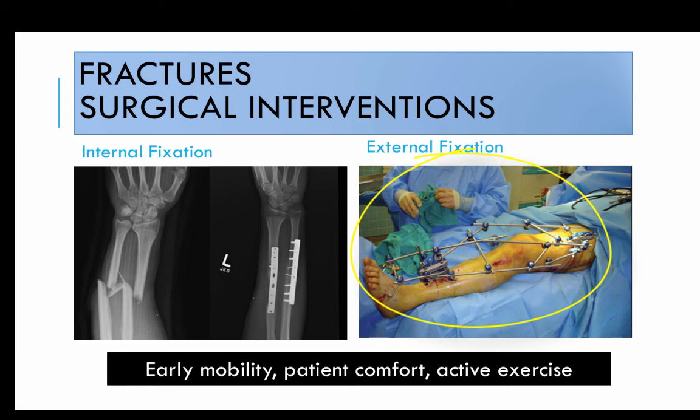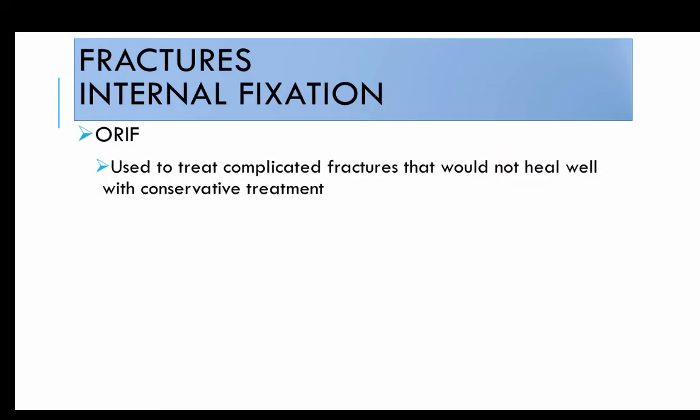But one of the things about internal and external fixation is it increases early mobility because they're plated and they're usually given like a sling or something to help support that patient comfort, and they can do more active exercise. And I'm thinking, that doesn't necessarily apply to this guy on the right, but the person on the left definitely decreases the time frame in which they can start being active. Internal fixation, open reduction internal fixation, is used to treat complicated fractures that wouldn't heal with just using a cast.